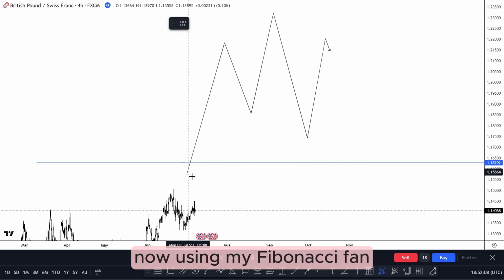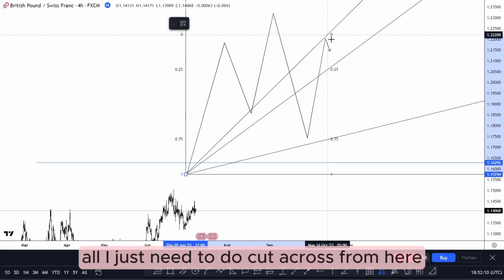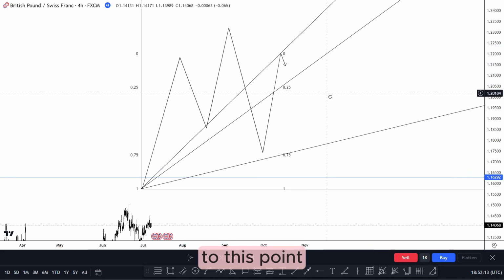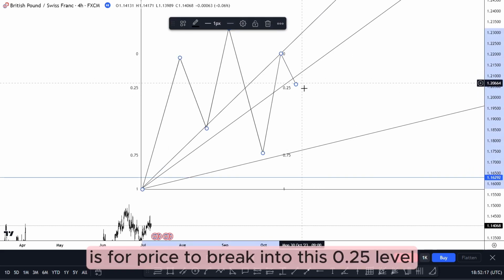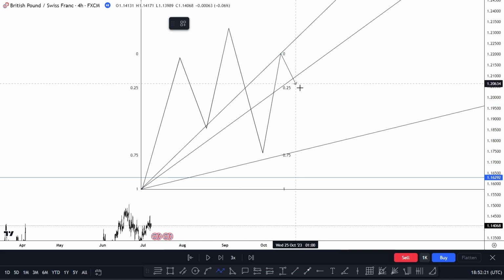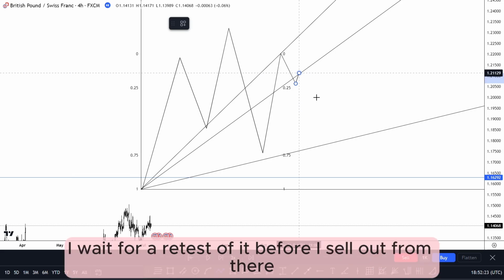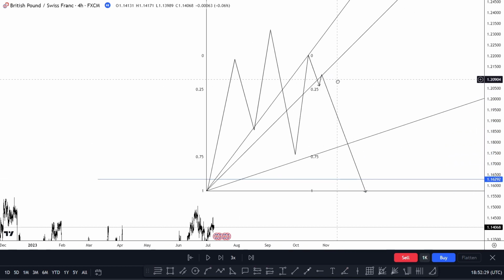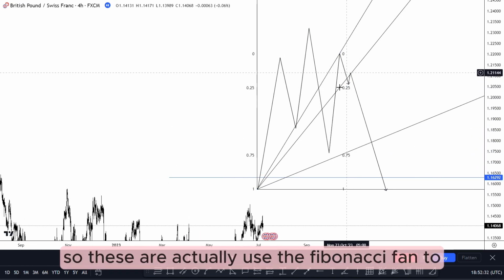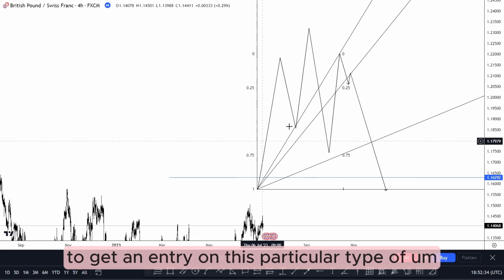Now using my Fibonacci fan tool, all I need to do is cut it across from here to this point, and then what I'm waiting for is for price to break into this 0.25 level, and if possible, most times what I personally do is wait for a retest of it before I sell off from there, and I'll target my base. So this is how I actually use the Fibonacci fan tool to get an entry on this particular type of head and shoulders.